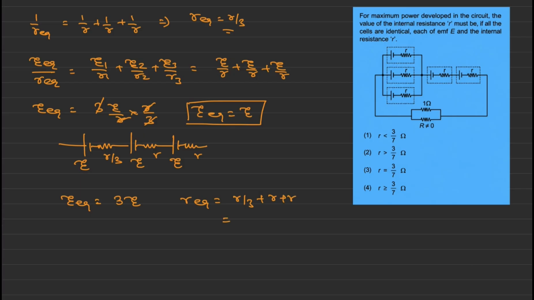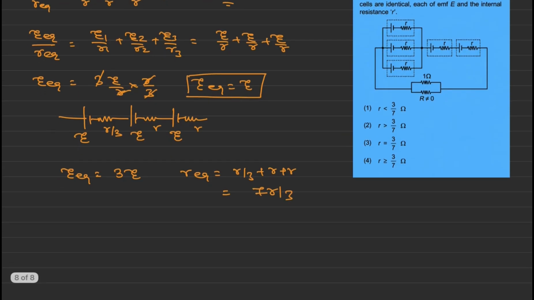So what will happen? 1 plus 1 will become 2. 3 into 2 will become 6. 6 plus 1 will become 7. It will become 7R by 3. So once you have E equivalent and R equivalent, you can see in the outer circuit we have 1 ohm, and they have given simply in this way, R is not equal to 0. So you can see, sir, our external resistance will become equal to what?